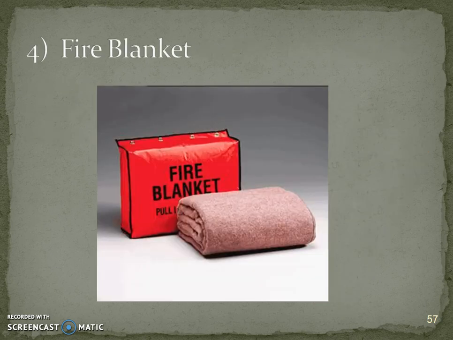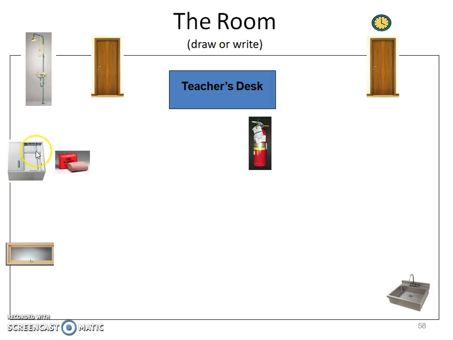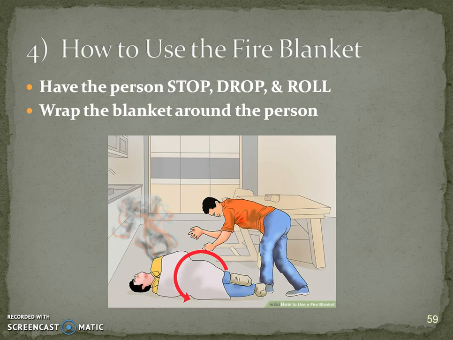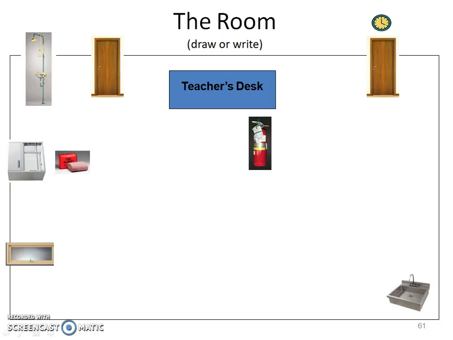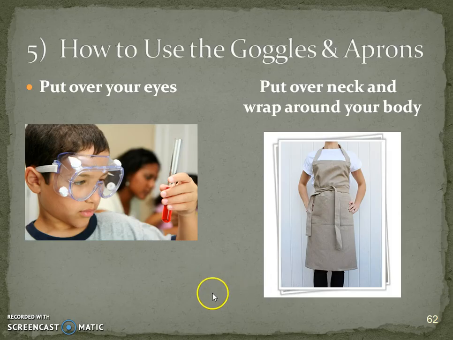The fire blanket. Where is it? This is called a hood, and I keep it right underneath the hood. And this is how you would use it. Last, goggles and aprons. Of course, you know the goggles are here, the aprons are here, and how to use them.